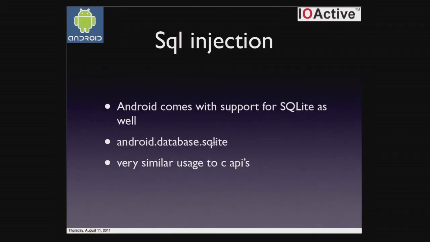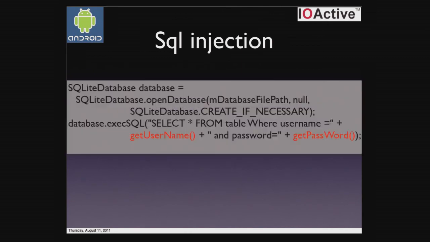Obviously, Android is quite similar when it comes to SQLite. They've got Java wrappers around SQLite, which is android.database.sqlite. The APIs are very similar to the SQLite C APIs. It looks kind of like this, and so if you're not careful, you can have SQL injection in that one too.